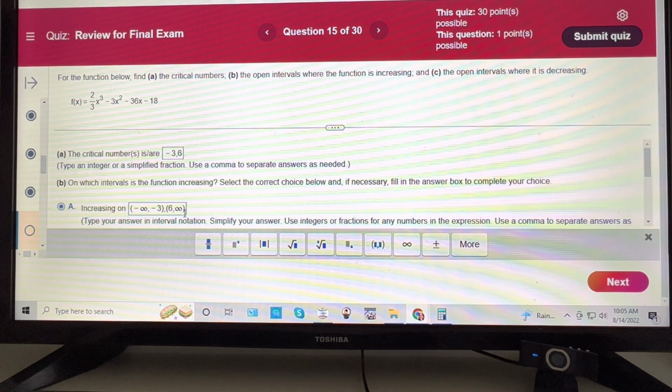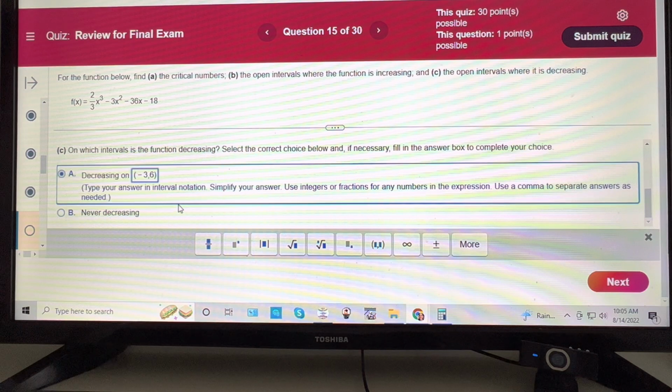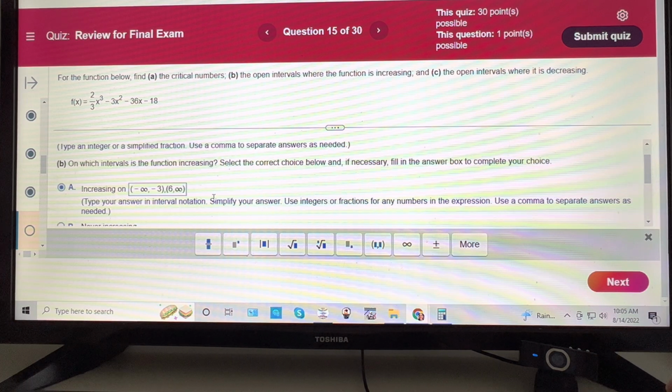And it's not that you have to always increase and always decrease in every problem. You could be never decreasing. Like if this was just x cubed, it would be never decreasing, and it would be increasing from negative infinity to infinity.